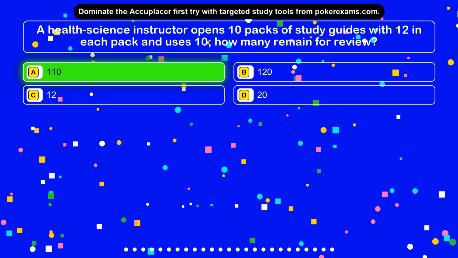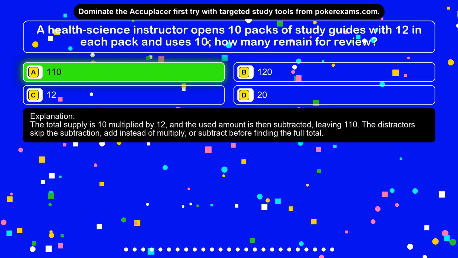The correct answer is option A, 110. The total supply is 10 multiplied by 12, and the used amount is then subtracted, leaving 110. The distractors skip the subtraction, add instead of multiply, or subtract before finding the full total.